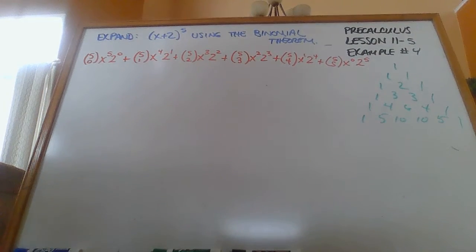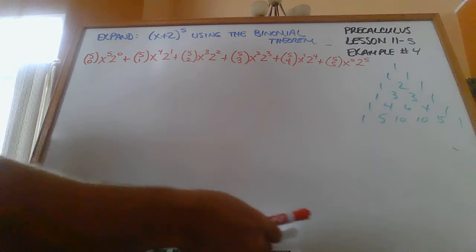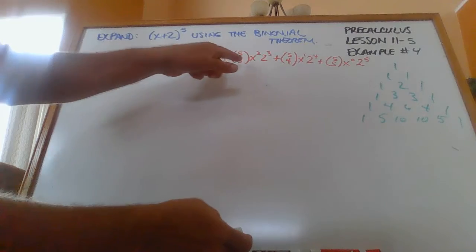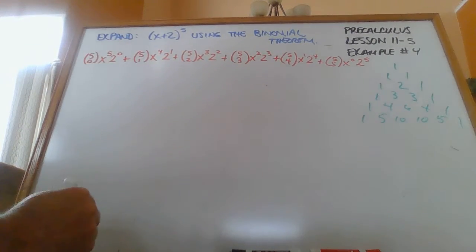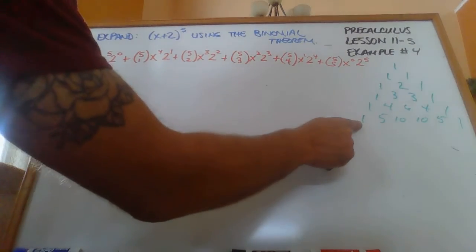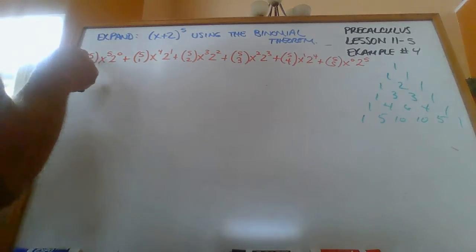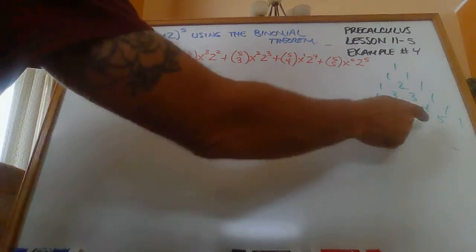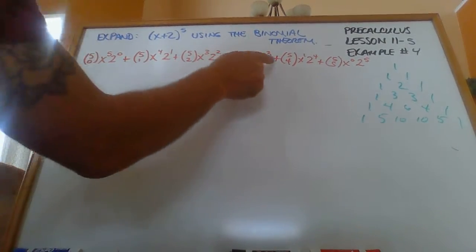Now, where Pascal's triangle comes in handy is in this next line. I could figure out all these, but that would be a big pain. When all I have to do is go to Pascal's triangle, and since this is a 5, I'm going to go to the row that has a 5 right here, and I'm going to choose these numbers, and that's going to be equal to these numbers here.